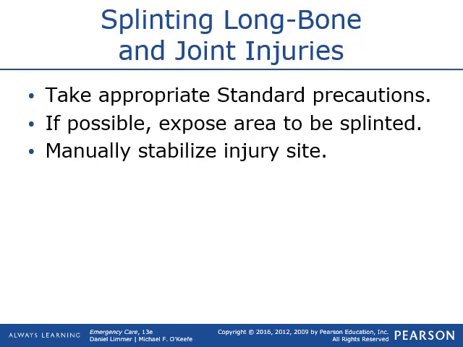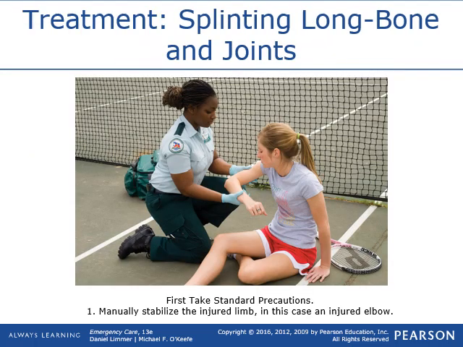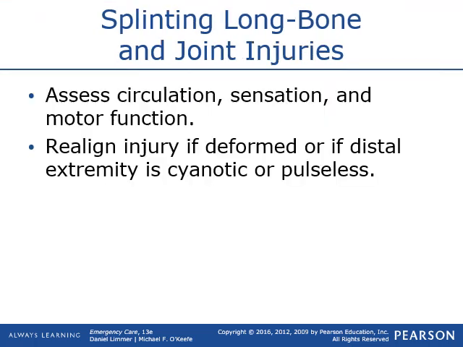As always, take standard precautions, gloves at minimum. If possible, expose the area to be splinted so you can fully check for injuries. Manually stabilize the injury site prior to splinting. Alright, so assess your PMS, circulation, sensation, motor. Realign the injury if deformed if possible, or if the distal extremity is cyanotic or pulseless. This is the time that I will actually try to realign an injury.